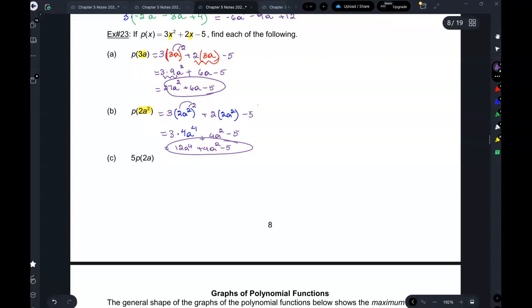Okay, so next, we have 5 times p of 2a. So this is going to be 5 times, and let's see what p of 2a is. Now I'm going to put 2a for each of them. So I get 3 times 2a squared plus 2 times 2a minus 5.